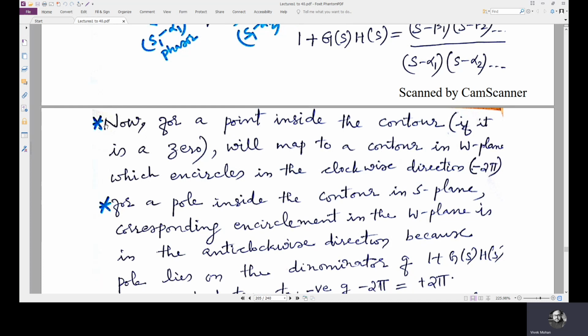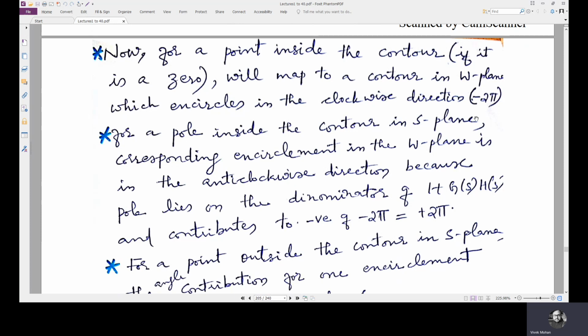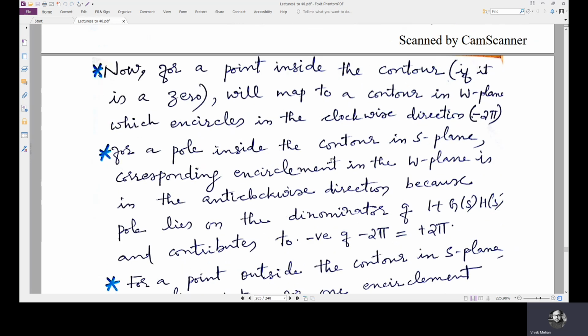Now we see for these points, I'll read these points. For a point inside the contour, if it is a 0, it will map to a contour in the W plane which encircles in the clockwise direction, minus 2 pi. For a pole inside the contour in the S plane, the corresponding encirclement in the W plane is in the anti-clockwise direction, because the pole lies in the denominator of 1 plus GH and contributes the negative of minus 2 pi, that is plus 2 pi. That means we have seen that inside the contour, if there is a point, then that maps to a contour in the W plane which encircles in the clockwise direction.